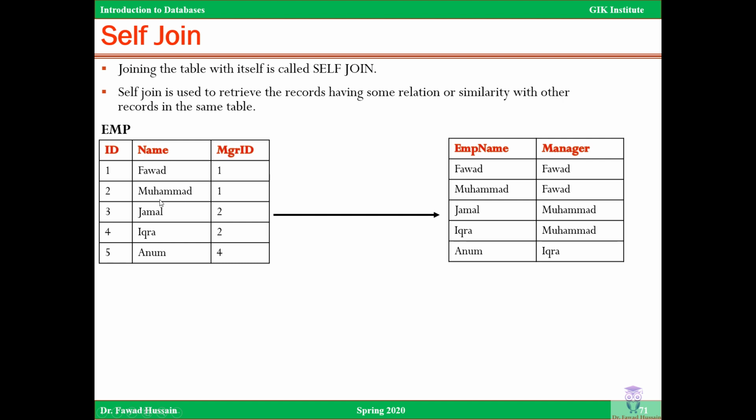So the way to interpret it here is that if I have, for instance, employee number 5, Anam, the manager of this employee is given by ID number 4. So if I want to find who is the manager of Anam, I just have to look for ID number 4, and that ID number 4 is here. So this person is the manager of this employee. As you can see, both the employee and the manager are given in the same table. So for that we need to have a self join, which means I am joining this table with itself.